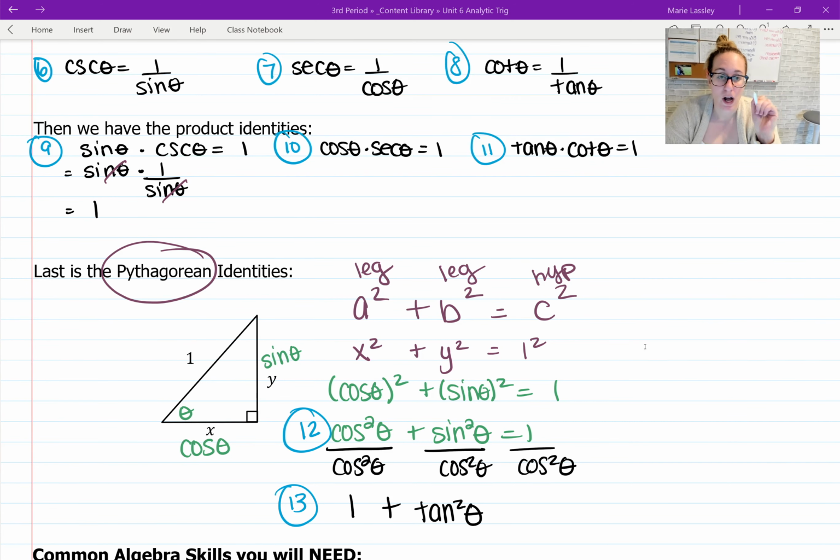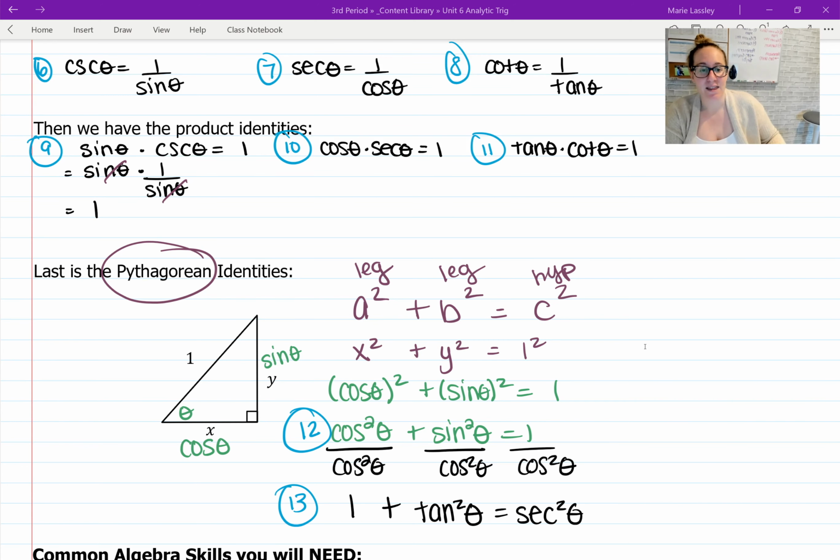Equals 1 over cosine squared. That's one of our reciprocal identities. 1 over cosine equals secant. So 1 over cosine squared equals secant squared. So there's identity number 13.